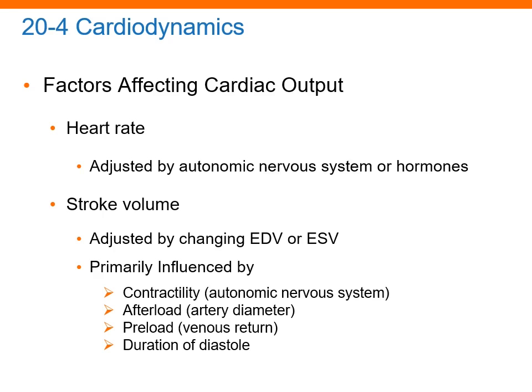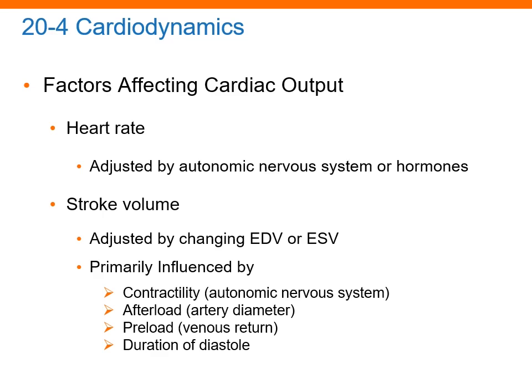Stroke volume is adjusted by changing, of course, because these are in the equation, right? You're going to either change end diastolic volume or end systolic volume. And that's primarily influenced by contractility, which is primarily controlled by the autonomic nervous system. The more adrenaline or epinephrine you have, or norepinephrine, the stronger the contraction. Afterload is almost all based on artery diameter. The smaller the arteries, the more they constrict, then the higher the afterload, and that can reduce stroke volume, right? That could be a bad thing.